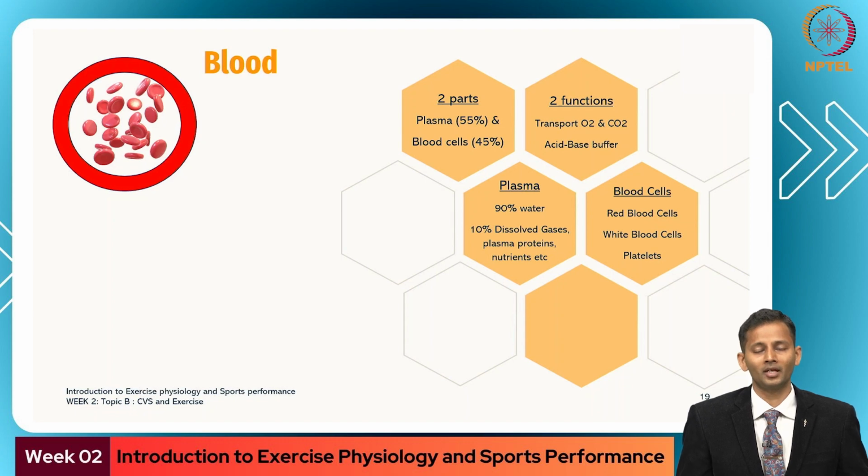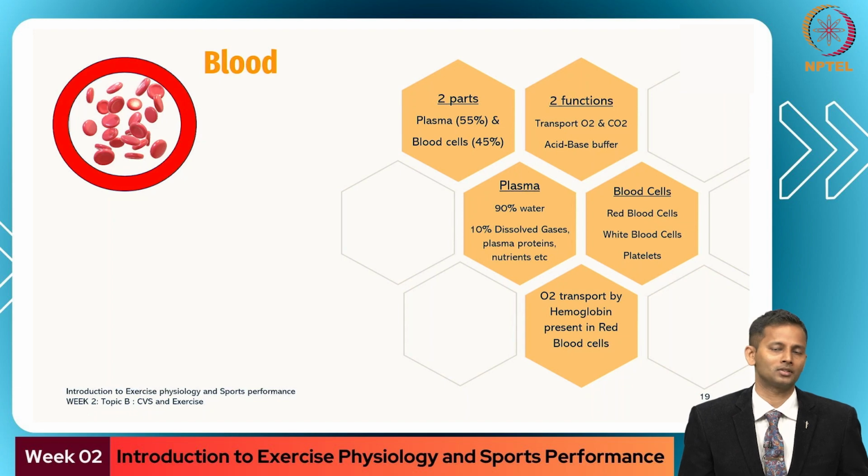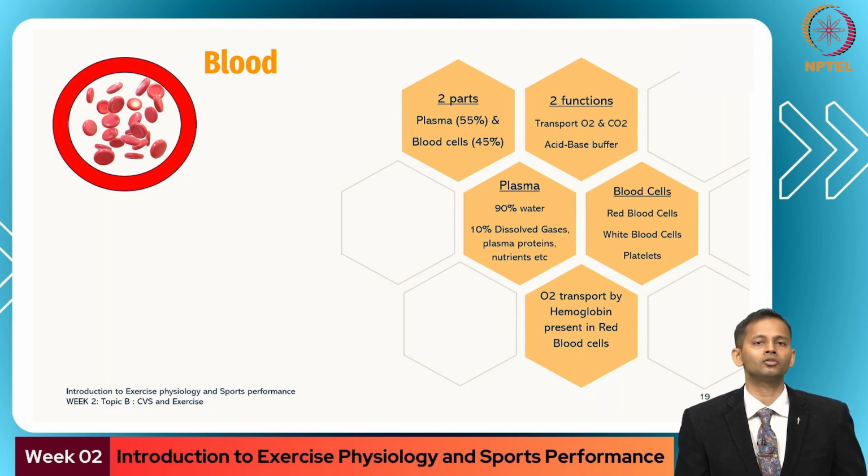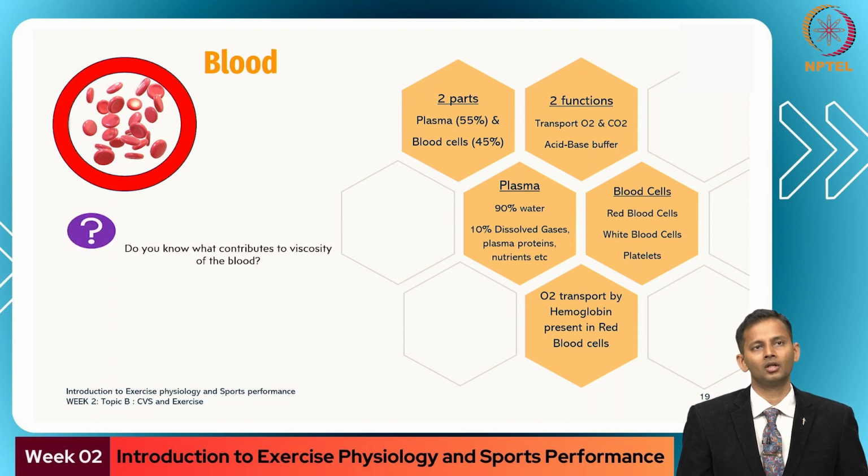And then the main function of the blood is to transfer or transport oxygen and carbon dioxide, which mainly happens with the help of hemoglobin, which is present in the red blood cells. And it also functions to maintain the acid base balance. Do you know what we mean by viscosity? You would have heard about it.